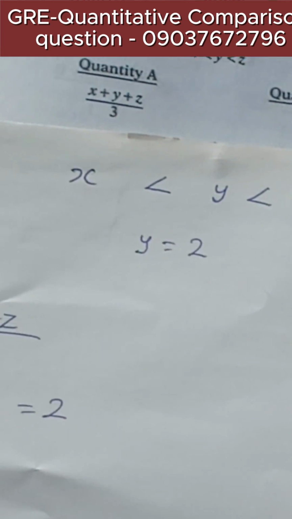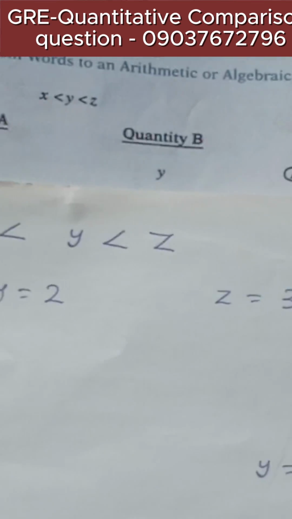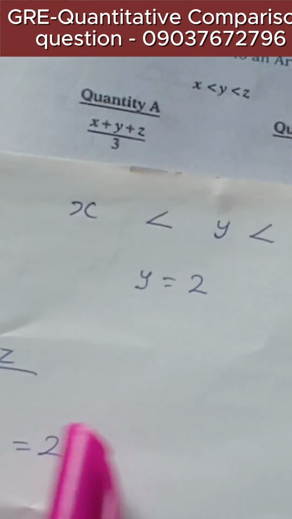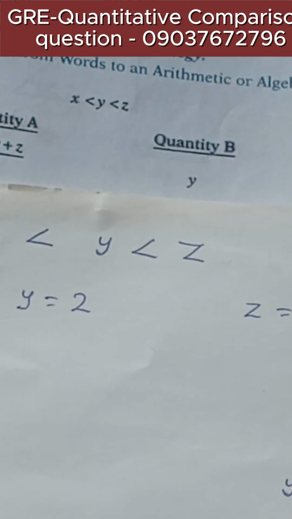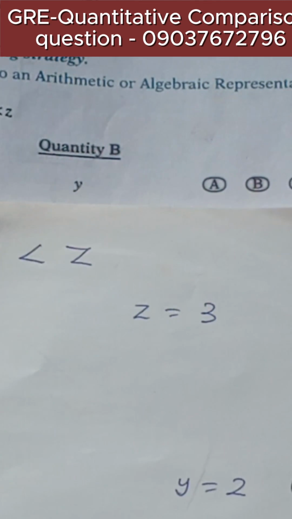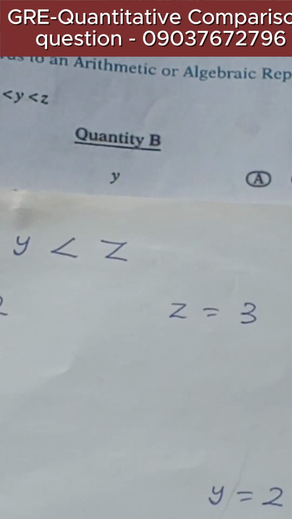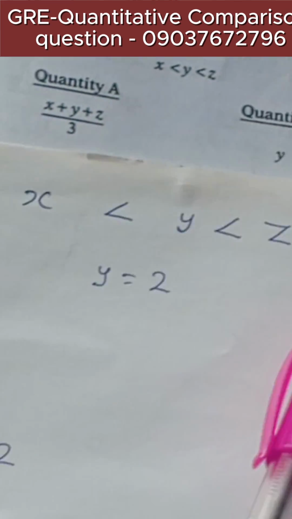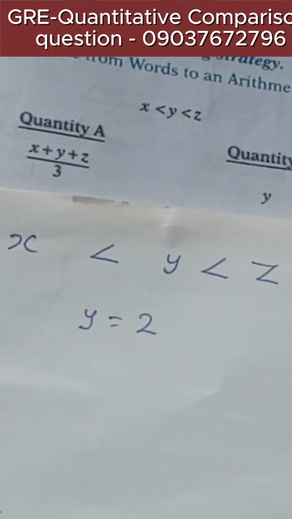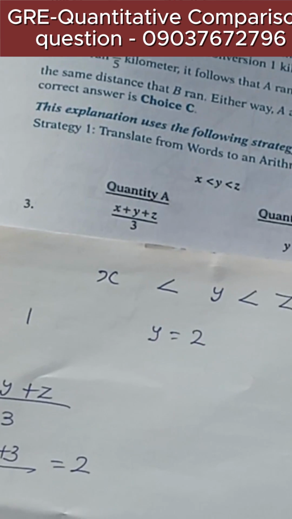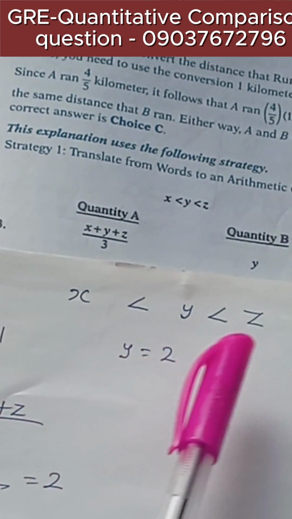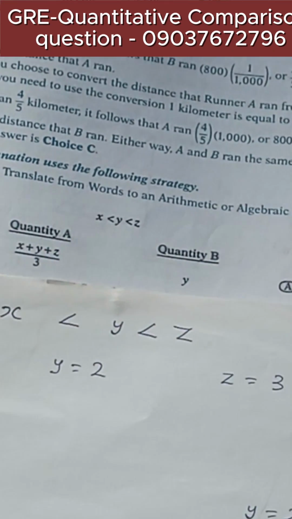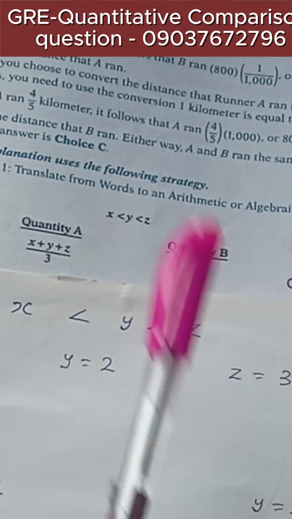If you stop here and compare both quantities, you will see that they are equal. And for what we know, when the two quantities are equal, we will pick C as the correct answer. But take note that the question did not tell us that x, y, and z are consecutive numbers. By consecutive, I mean the numbers will follow each other. It just says that x is less than y and y is less than z.